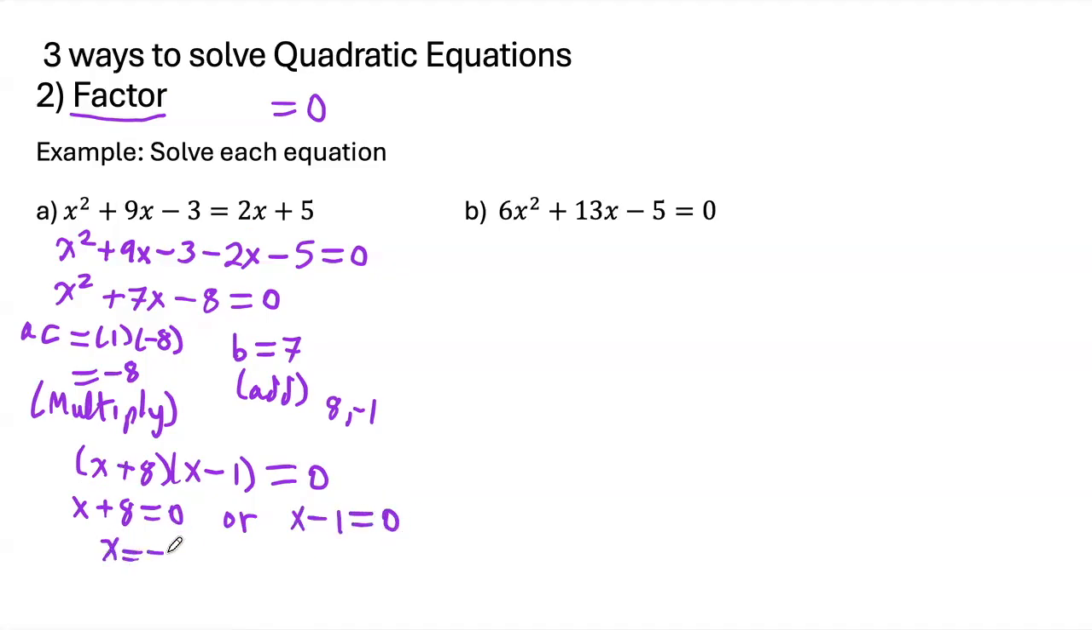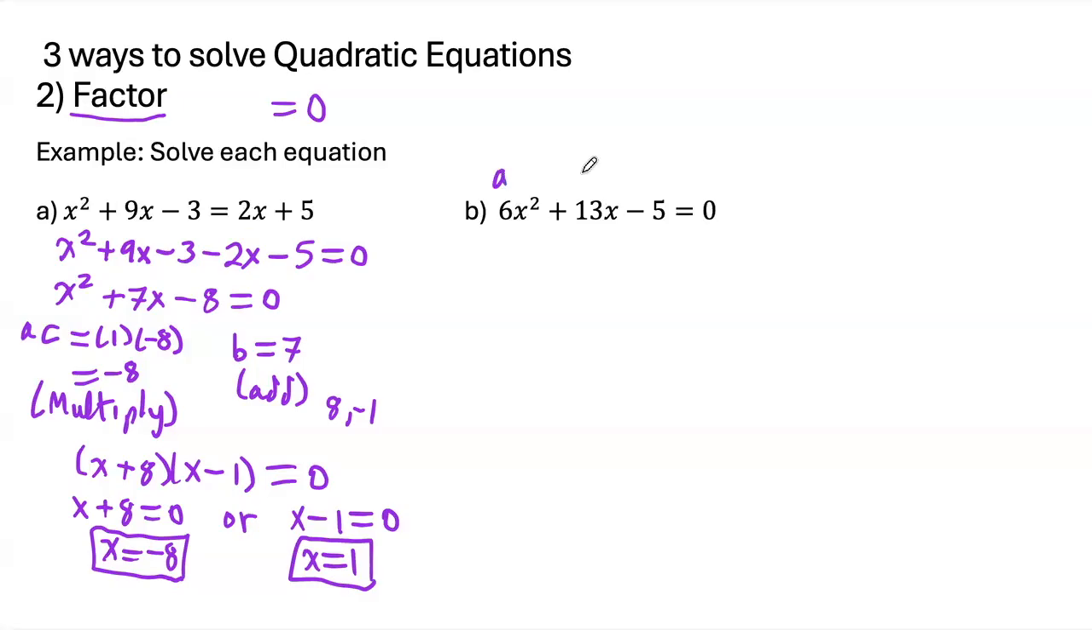Rearranging, x will be negative 8, or here x is going to be equal to 1. Those are the two solutions. Next example, it's going to be a bit more complicated because it's a complex trinomial.